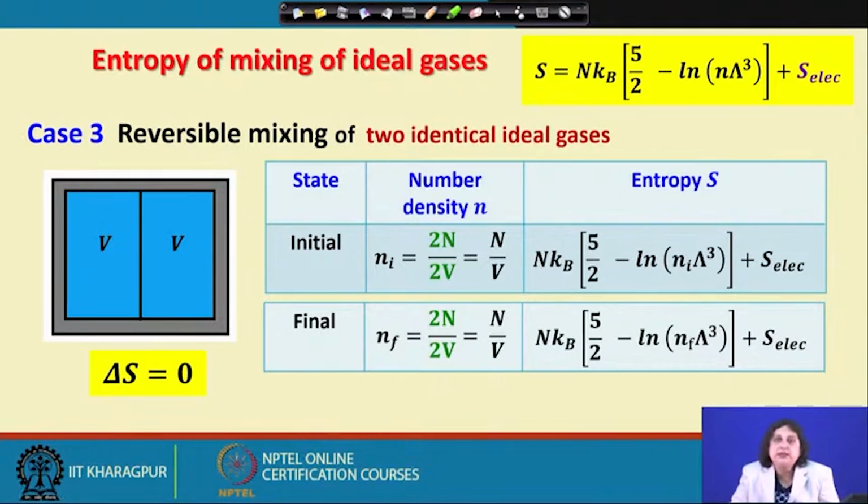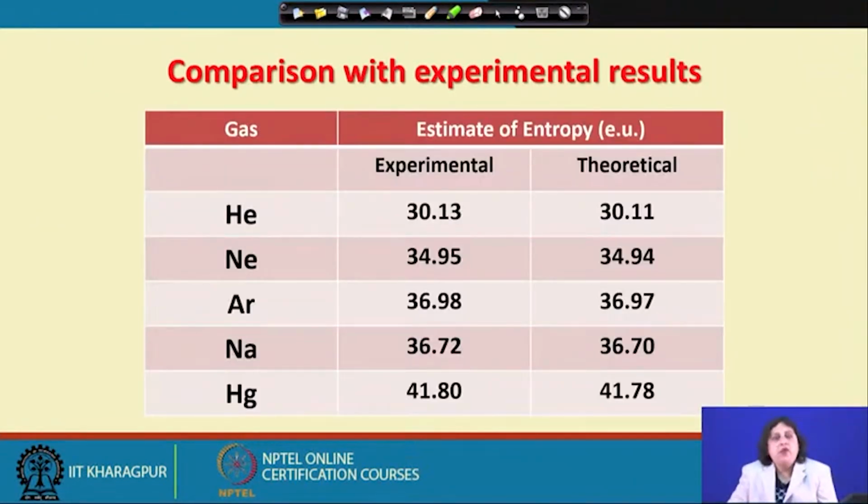And therefore, you once again see the importance of the appearance of the capital N term inside the log, and unless you have that correction, it is not possible to reproduce all this information. And finally, if one compares the estimated values of entropy obtained from the Sackur-Tetrode equation to the ones obtained experimentally, as you can very well see from the data presented here, there is an astonishing agreement between the theoretical prediction and the experimental results.